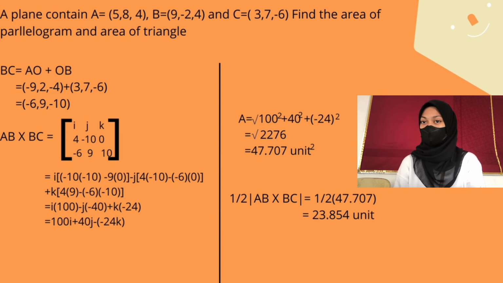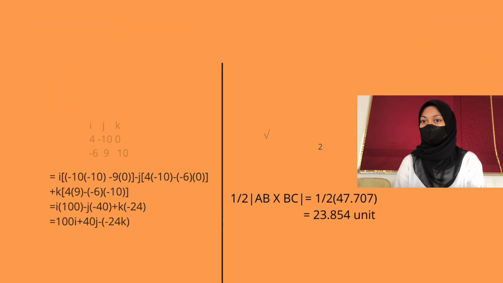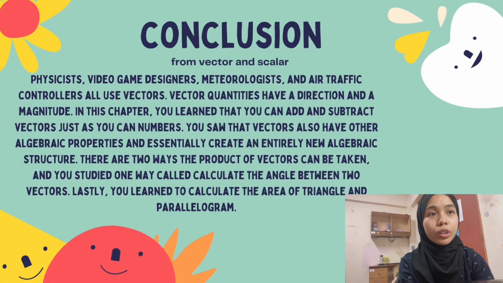After that, if you want to find the area of a triangle, you must use the formula 1 over 2 modulus of vector AB cross vector BC. Conclusion from vector and scalar. Physicists, video game designers, meteorologists and air traffic controllers all use vectors. Vector quantities have a direction and a magnitude.